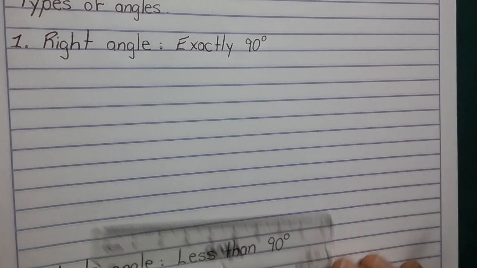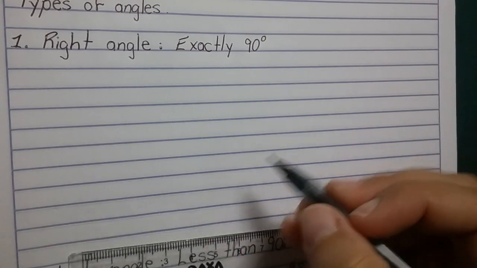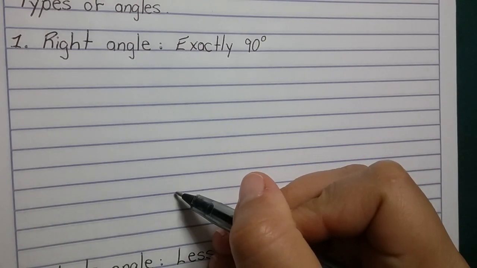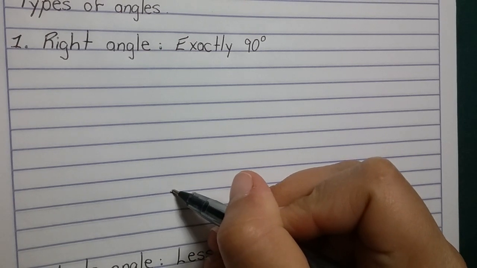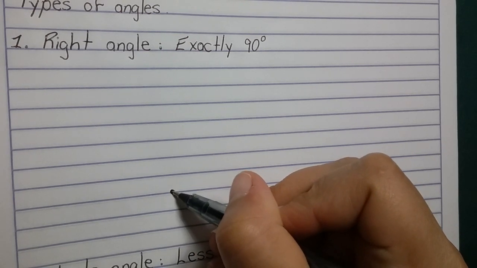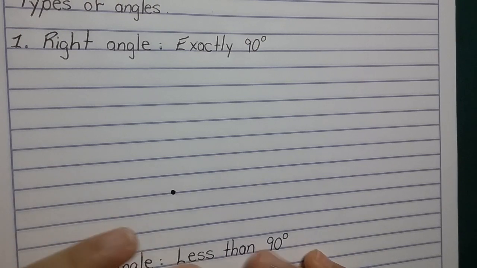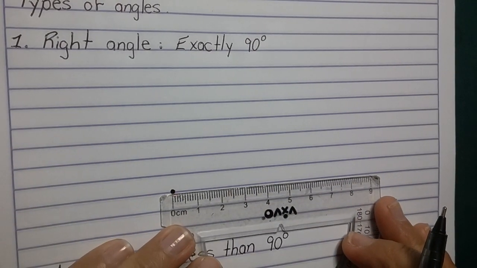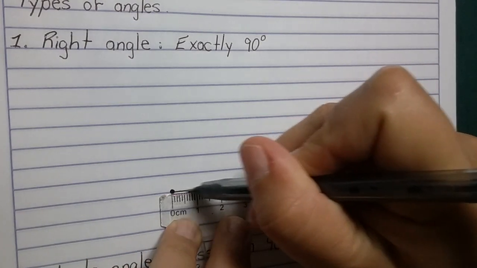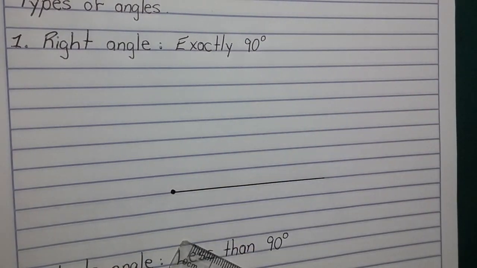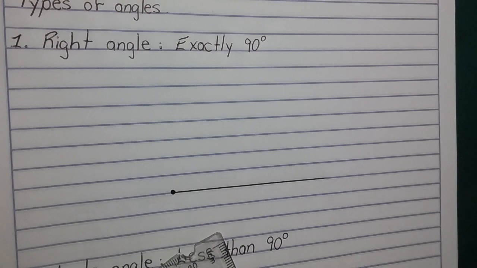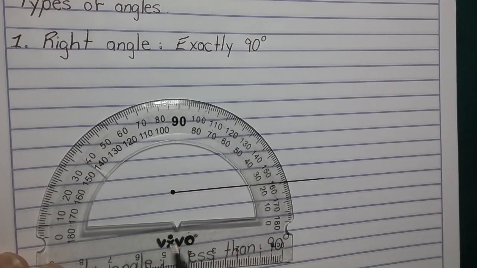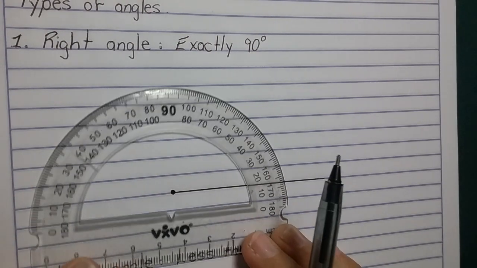First, I am going to draw the vertex. This is going to be the vertex. I'm going to draw a point, which is going to be my vertex. Then I am going to draw a line over here. And then I am going to use the center of my protractor.